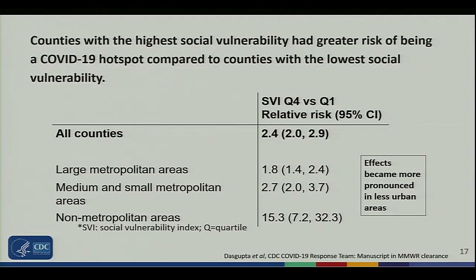Although not shown on this slide, this was particularly true for subscores related to racial and ethnic minority residents and housing composition, which led them to analyze these factors further. Next slide.